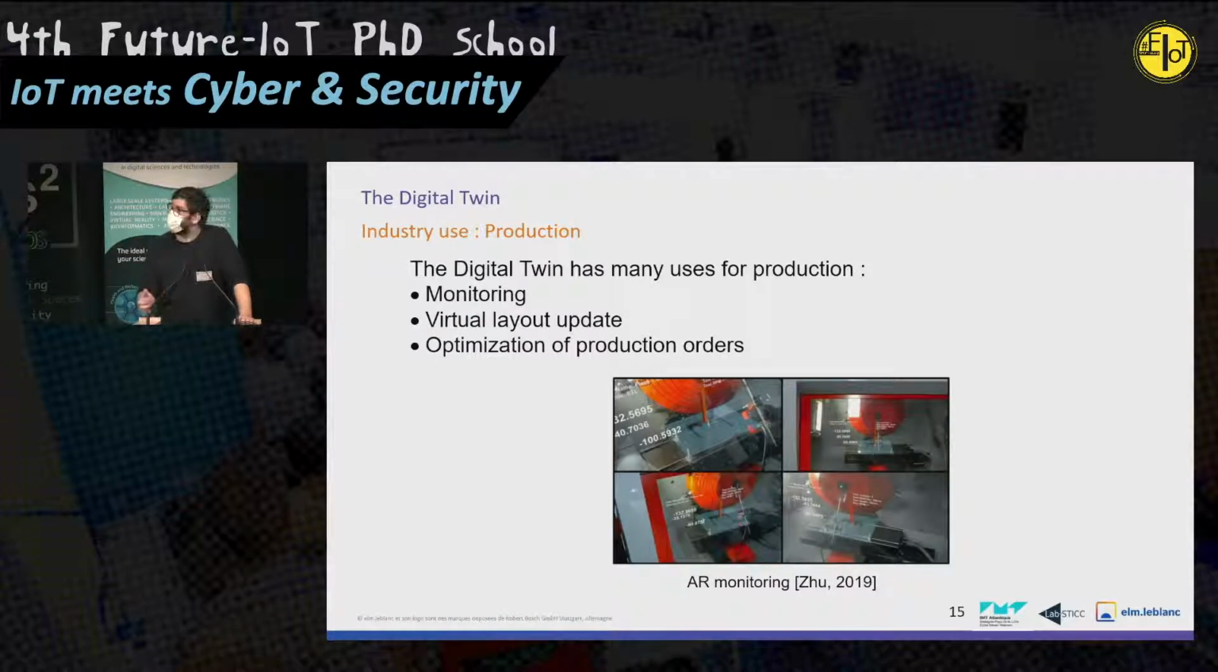So in production, we will mainly use the digital twin to monitor the production, but we can use it to update the layout of our production lines virtually to avoid moving every part by hand, etc. And to make optimization of production orders. For example, when we have different products to produce, using the digital twin, we can simulate and test to see which product we will produce first to optimize the product change. Because sometimes we will modify the workstation according to the product to be produced.